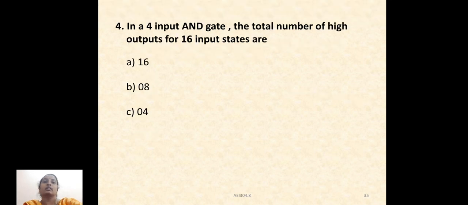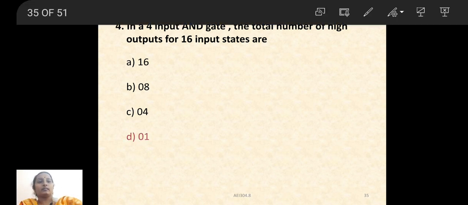And the fourth question: in a 4 input AND gate, what is the total number of high outputs for the 16 input states? Taking 4 inputs, 2 to the power of 4 is equal to 16 states. For the AND gate, only when all the inputs are high is the output high. For the remaining states, the output is 0. In a 4 input NAND gate, it is the opposite.